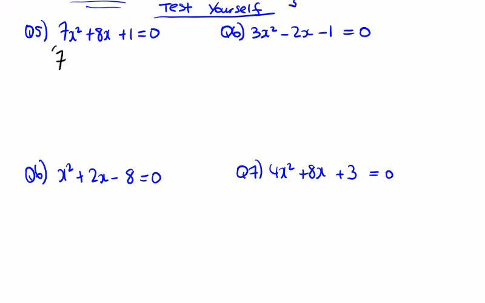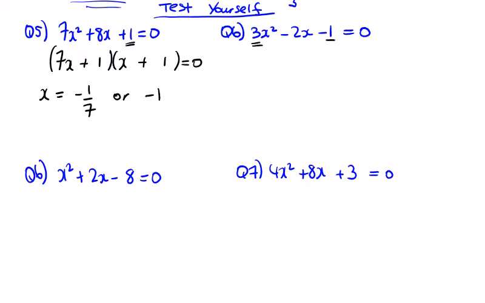7 is prime, so 7x times x, it has to be 7x times x. 1 is prime as well. So the only option is 1 by 1, so you can see this one works out quite quickly. Don't have any fear over solving quadratic trinomials or factorizing. They're really logical questions. X is equal to minus 1 over 7 or minus 1.